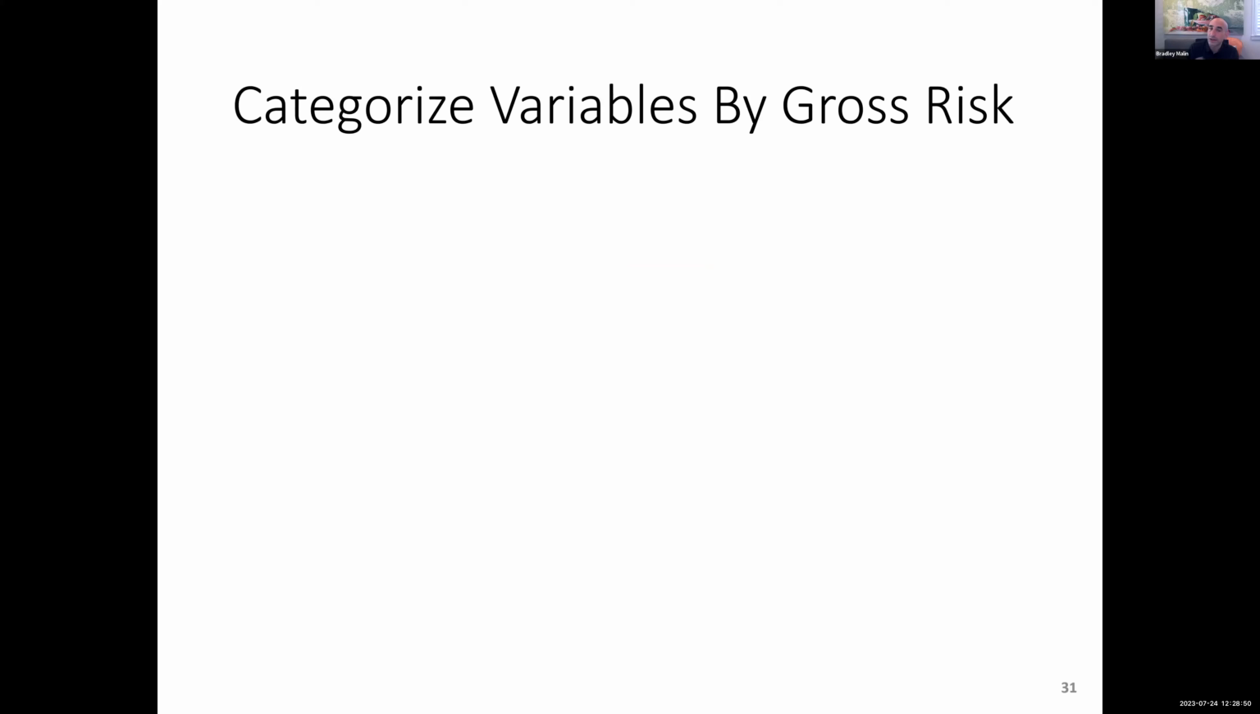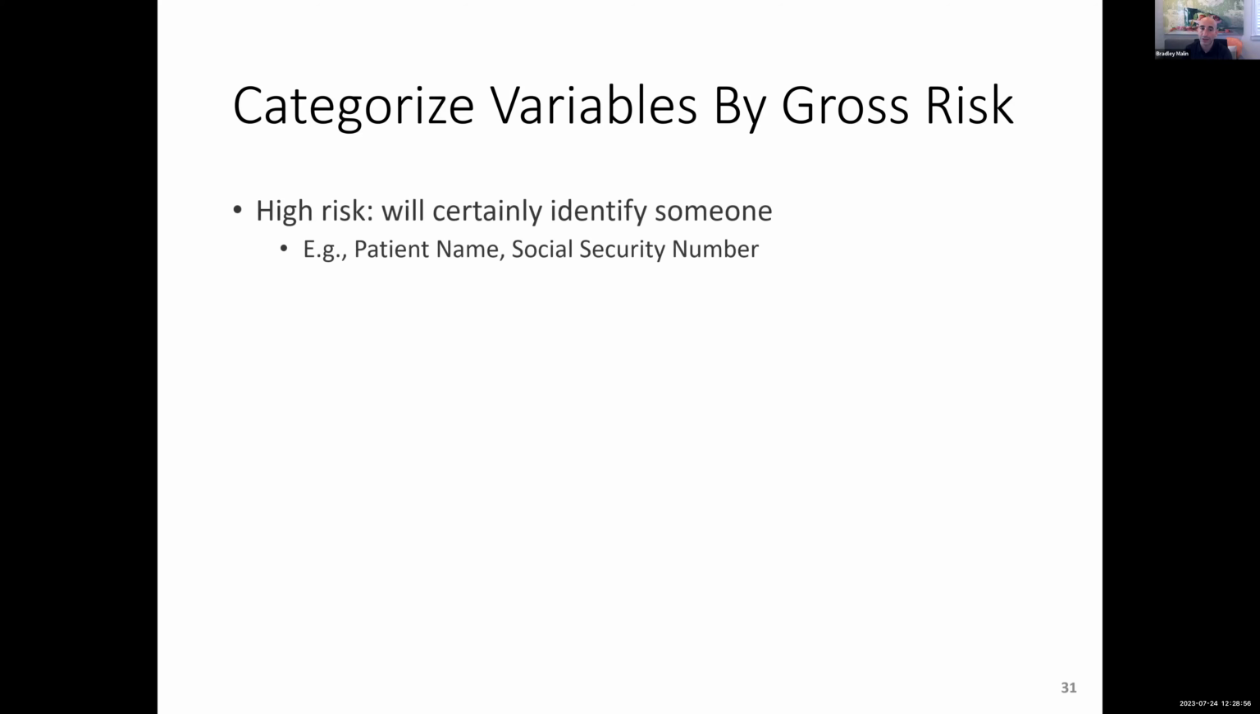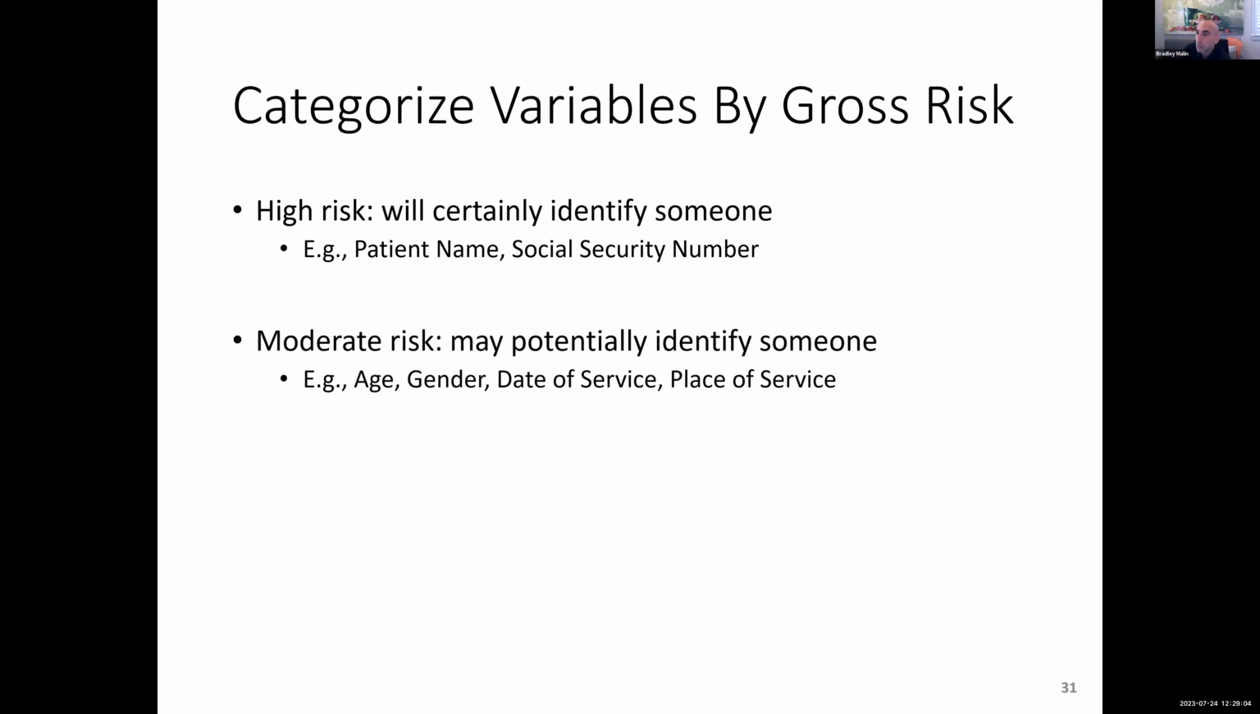So what we did is we went through the entire resource, and we categorized all the variables by their gross risk. We started with the high risk variables, the things that obviously have to go away, like social security number and their name. Then we were interested in the moderate risk, and this is where we spent a lot of our time. These are things that we know have the potential to identify someone based on historical evidence.